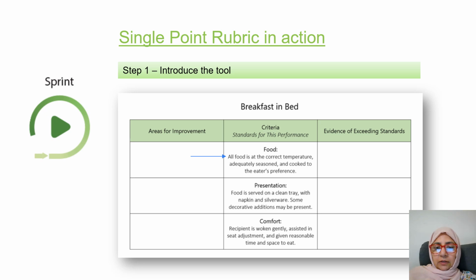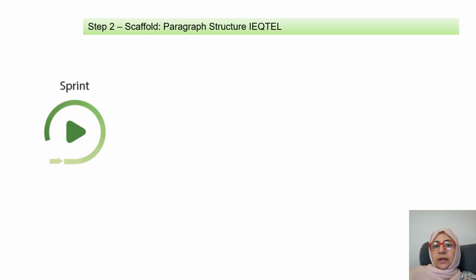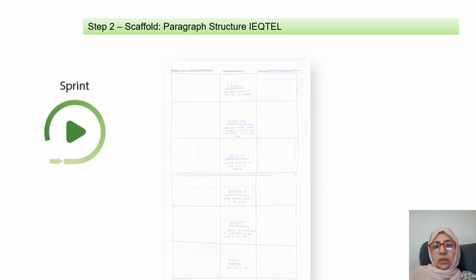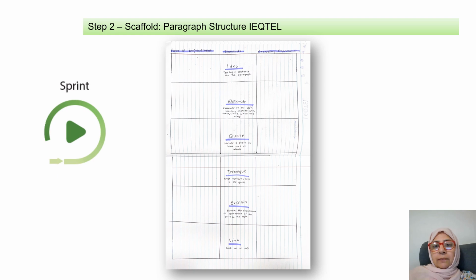Now, what I did after introducing the tool was I told the students that if they looked carefully, there were three standards to each criteria. Okay? Now, after this, for my sprint, I selected the paragraph structure of ICTEL that we use in the English classroom. This is a scaffold that teachers use, and this scaffold is taught from grade 7 to grade 12.